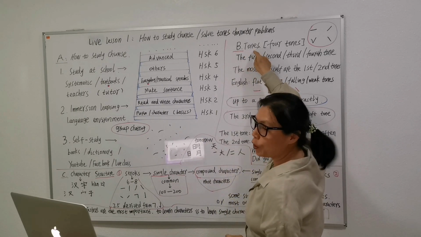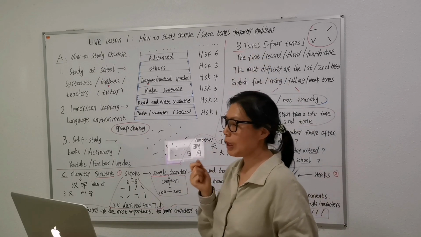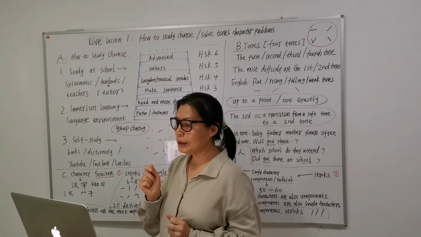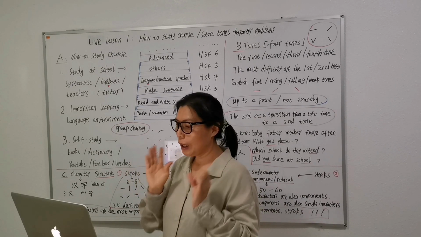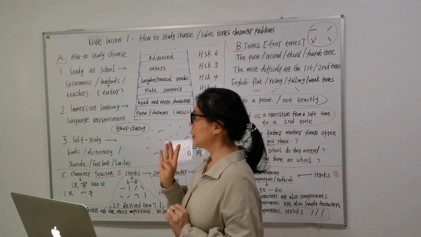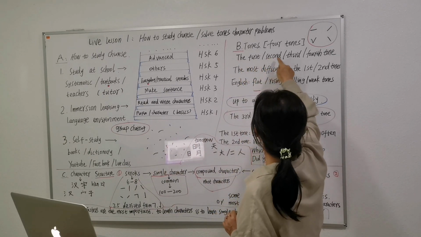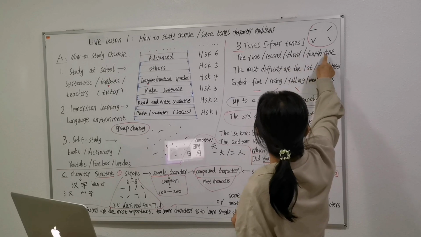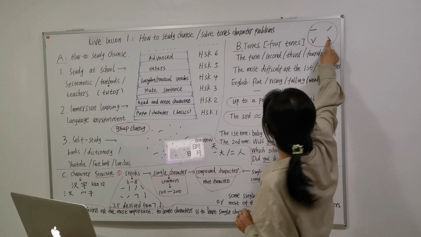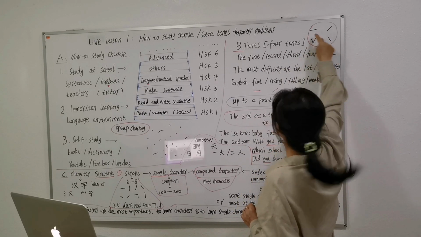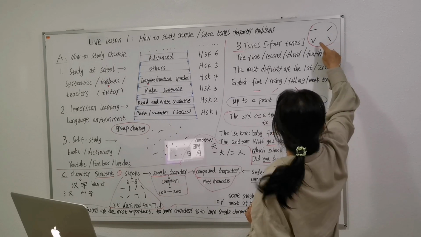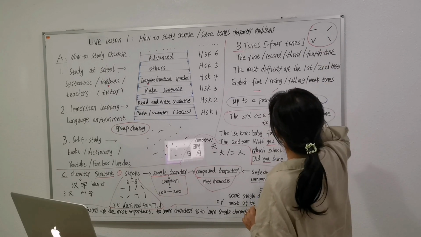B. Tones. You know, Chinese pinyin has 4 tones. The first tone, the second tone, the third tone, the fourth tone. Here are their marks. First tone, second tone, third tone, fourth tone.